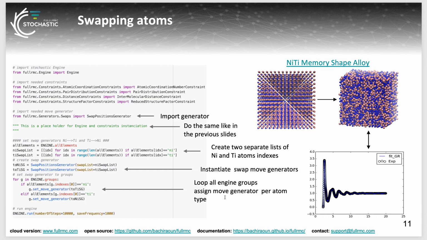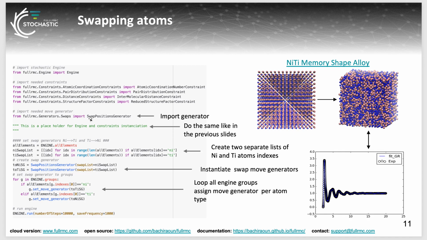So here, let's also do atom swapping. I don't want to do translations. I don't want to do rotations. I want to swap atoms. In this system, that's a nickel titanium memory shape alloy. I know I have two elements in that system, nickel and titanium. Let's do swapping between nickel and titanium.